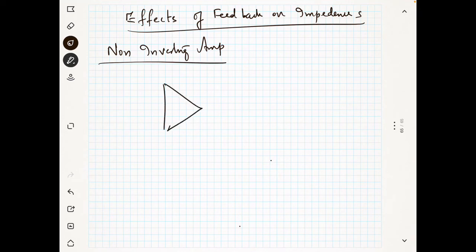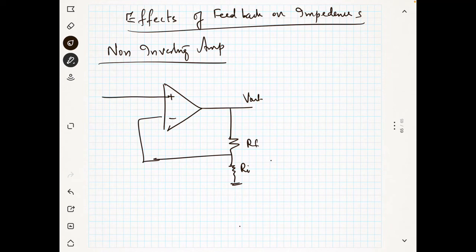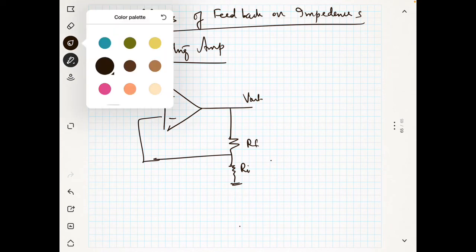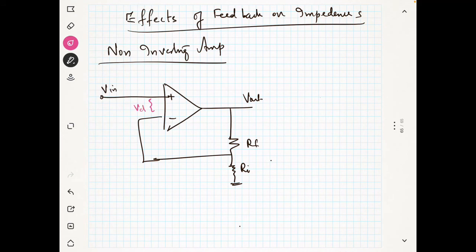You know the non-inverting amplifier, I can draw it like this also. Here this resistance is Rf, this is Ri, and this is Vin. Now this voltage is Vd. Now I can say that this is Vf. So what is my Vd? Vd is nothing but Vin minus Vf. So Vin is equal to Vd plus Vf. I am writing this equation first.